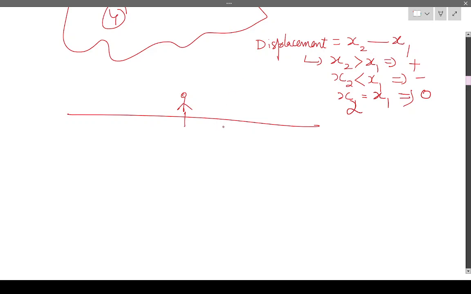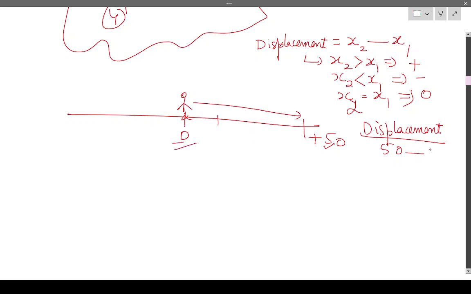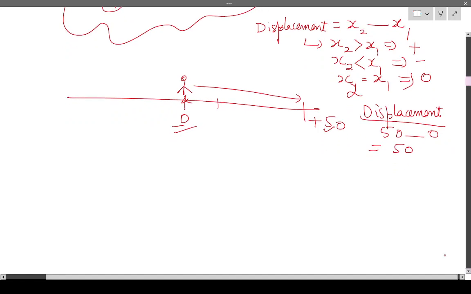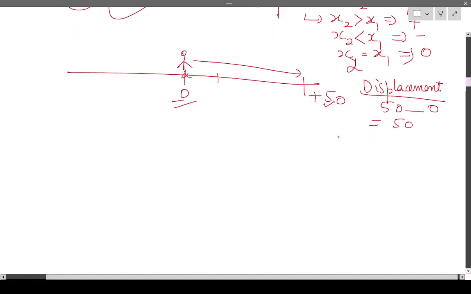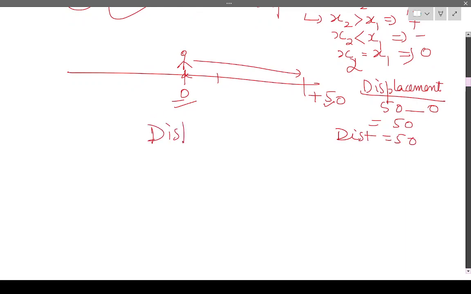So let us discuss this one by one. Suppose the object is going to the right, and it reaches just at this point 50, starting from origin 0. Now what about the displacement here? Displacement is final point, 50, minus initial point, 0. So this is going to be 50. What about the distance here? Distance is 50. In this case, I can say that distance is equal to displacement.